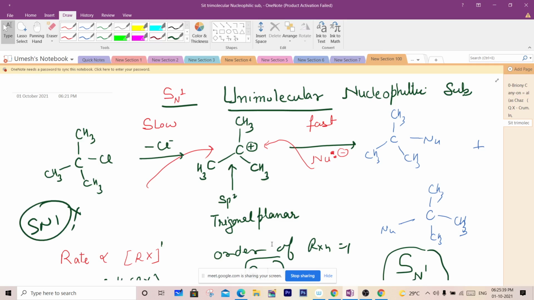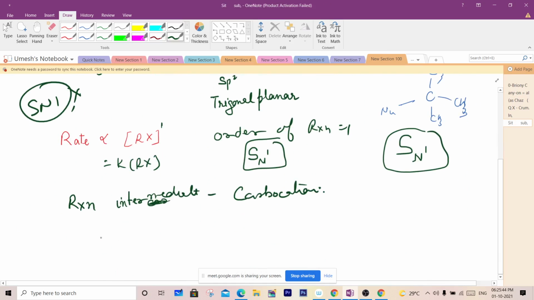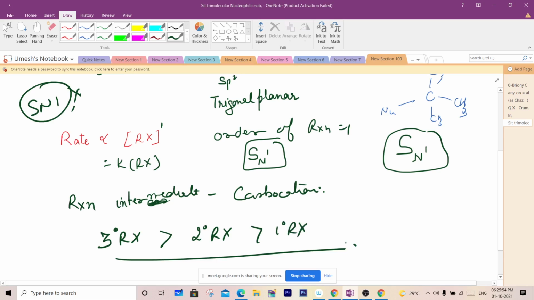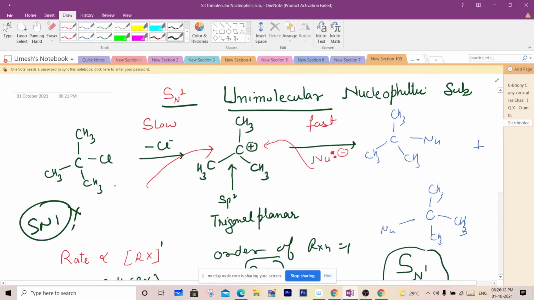It means the 3-degree haloalkane will react faster than the secondary, then the primary. The order of rate of reaction will be like this. And this is the leaving group. The chlorine is the leaving group.